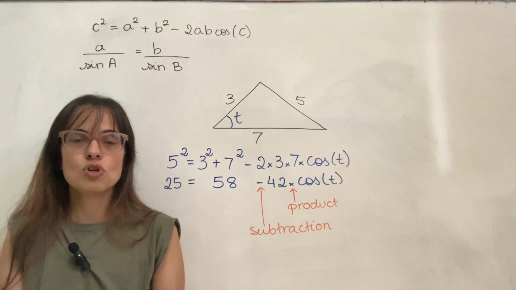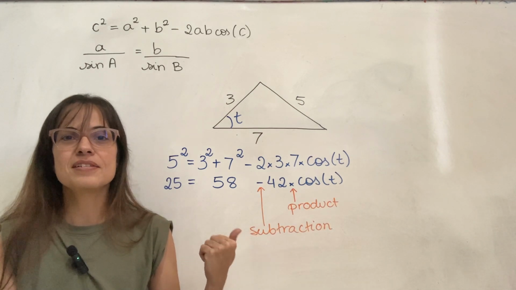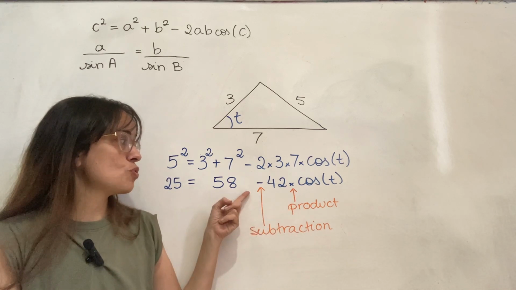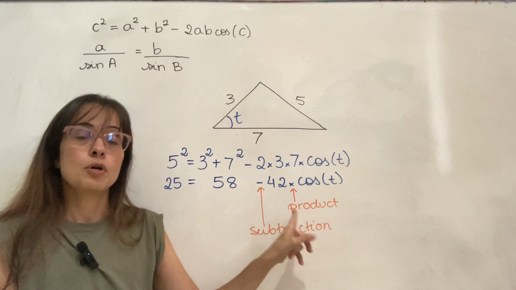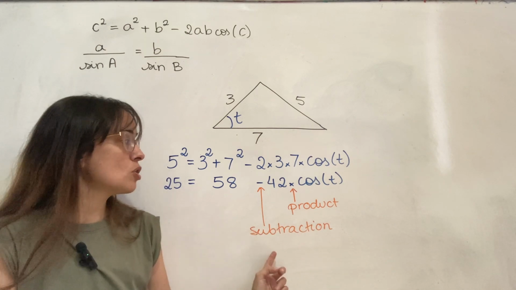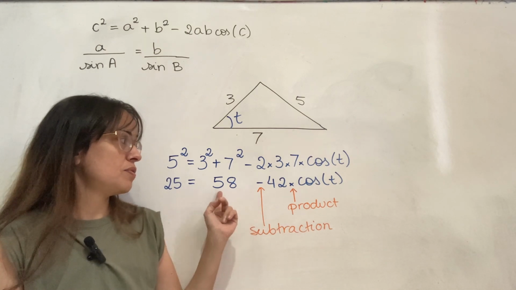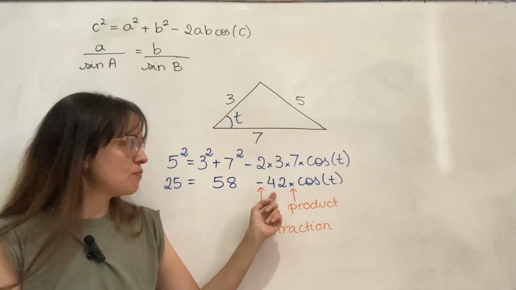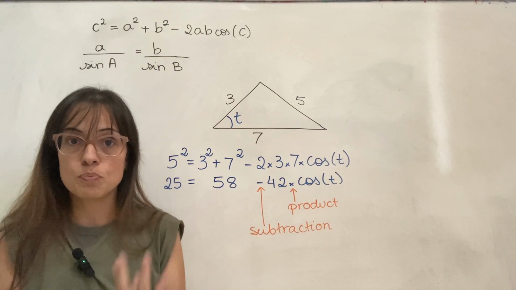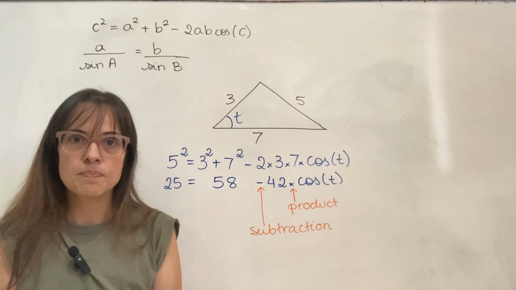The mistake that I'm talking about clearly is order of operations. In this expression, you have a subtraction and you have a product. Product comes before subtraction in the order of operations, so you cannot subtract 58 minus 42 before you multiply the 42 times the cosine of t, because product needs to come first.